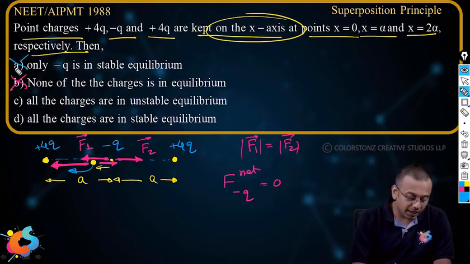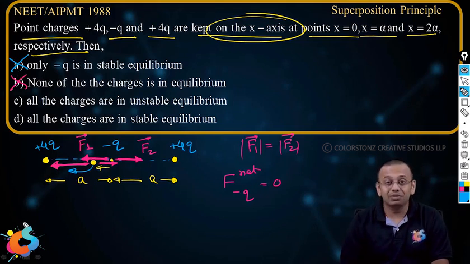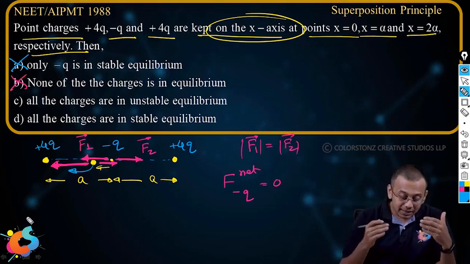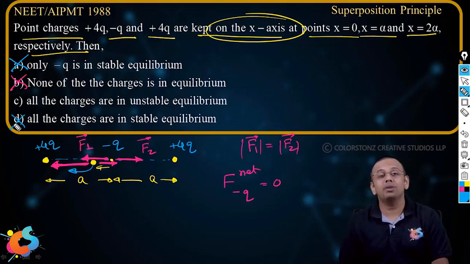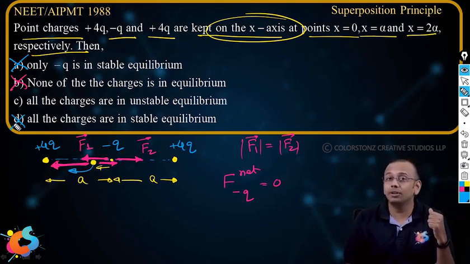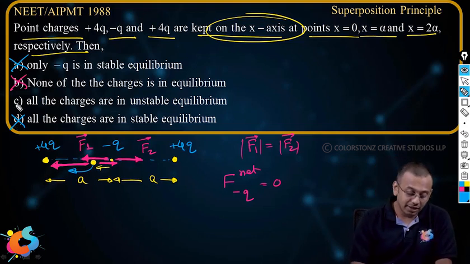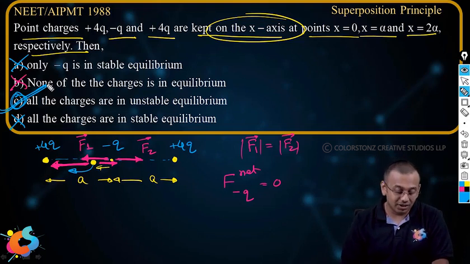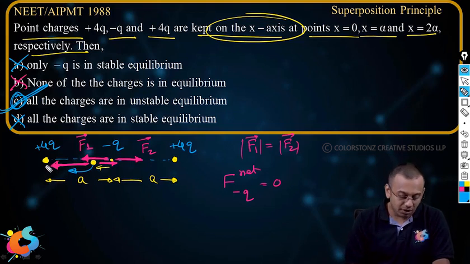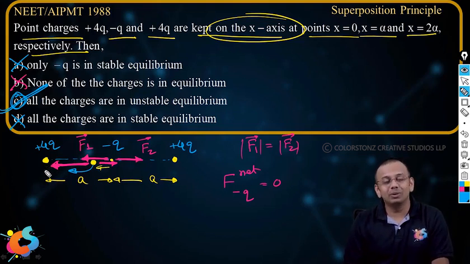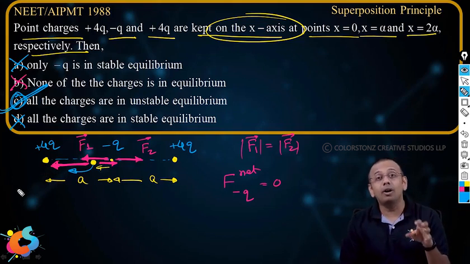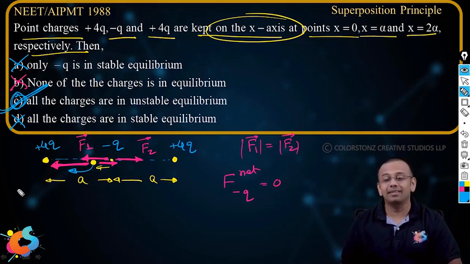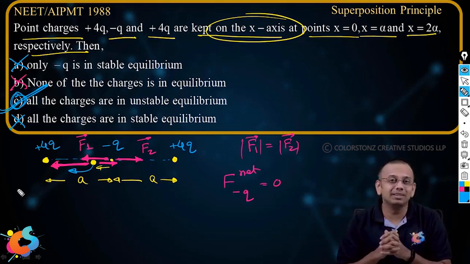So option A also becomes wrong, which by logic makes the last option also wrong, because the last option says that all charges are in stable equilibrium. By elimination, we can directly say option C is the correct answer: all the charges are in unstable equilibrium. You can check the forces on the plus 4q charges. They will come out to be net zero. So they are all in equilibrium, but all in unstable equilibrium. And that is why only option C will be the correct answer.